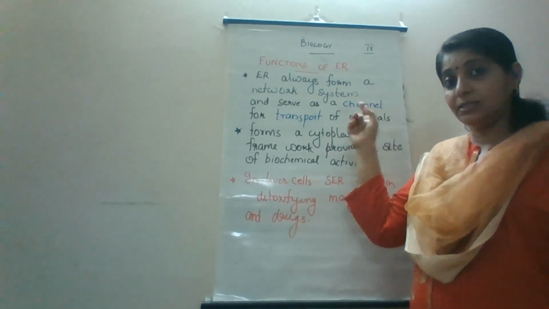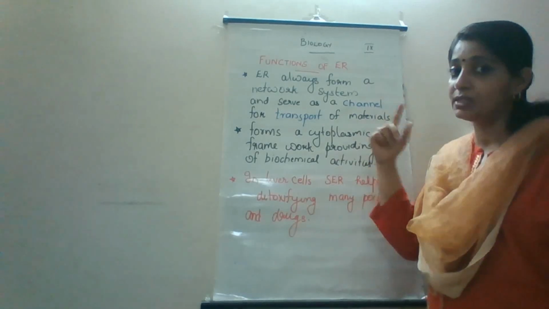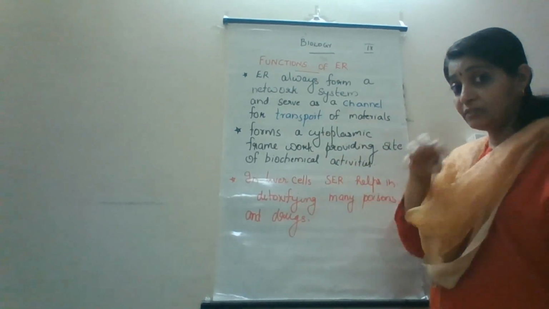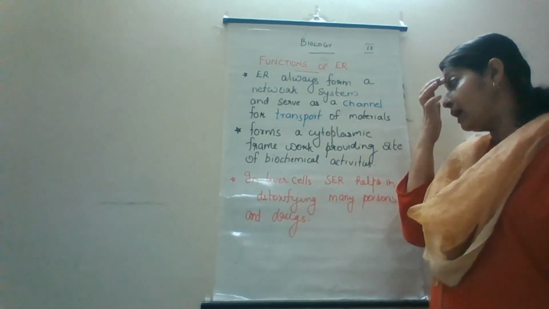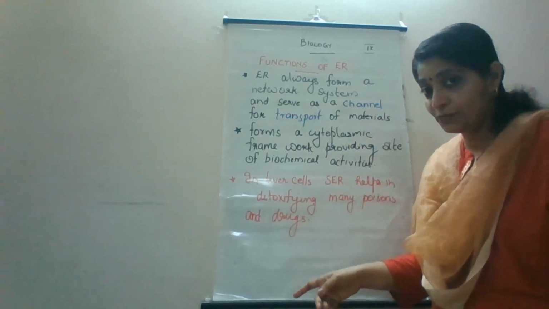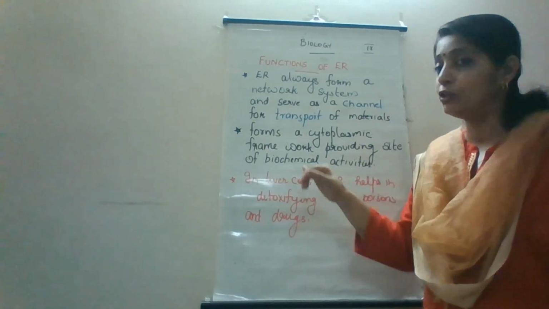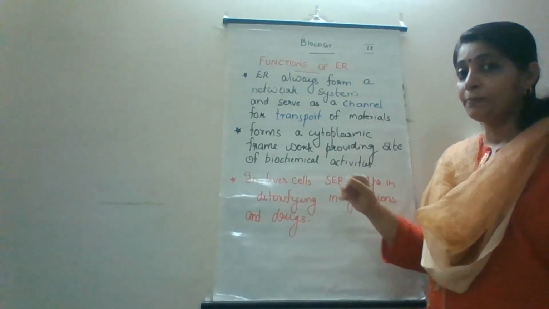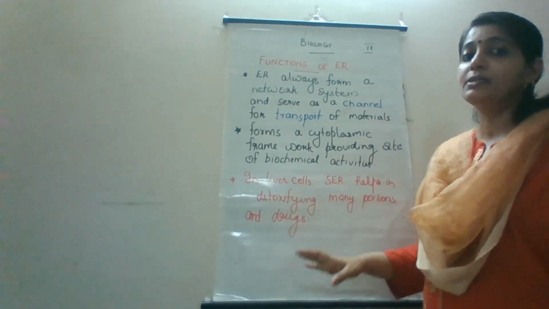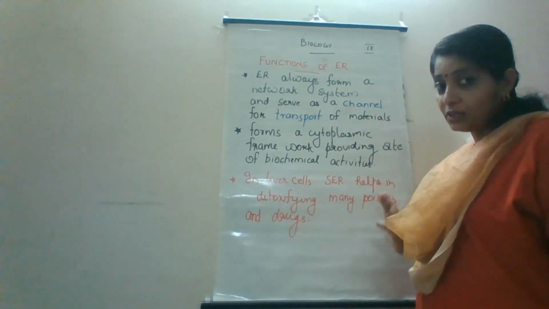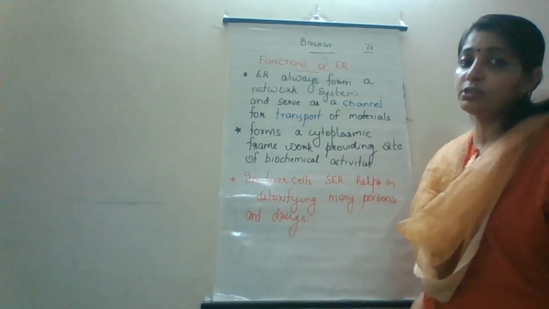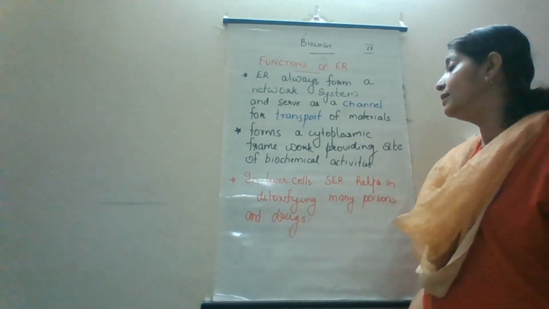One is that it helps as a channel for the transport of materials within the cytoplasm, within the various regions of the cell. Second, it forms a cytoplasmic framework providing a site for biochemical activities. And third, in liver cells, smooth endoplasmic reticulum helps in the detoxification of poisons and drugs.